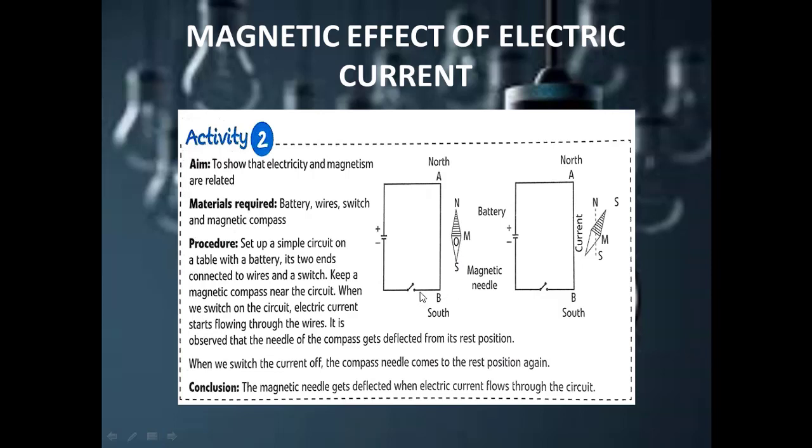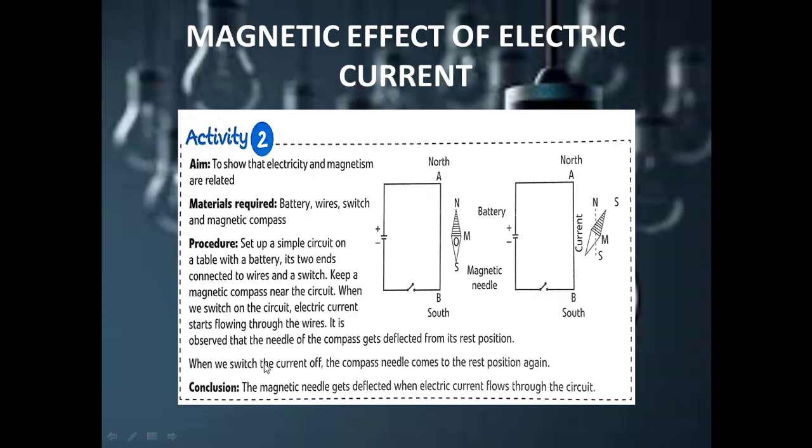What happens when you switch on, or when you leave the switch in on position? The current will flow through the circuit because the circuit gets completed. When the current flows, the magnet gets deflected. That is, it moves from the direction placed to another direction. There is a deflection in the magnet. When you switch off, again the magnet will come back to its original position.